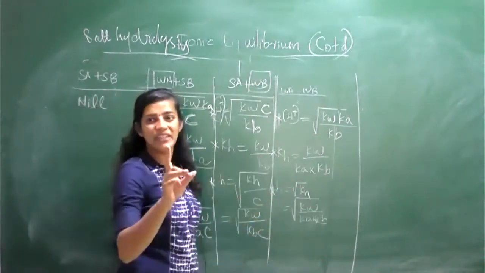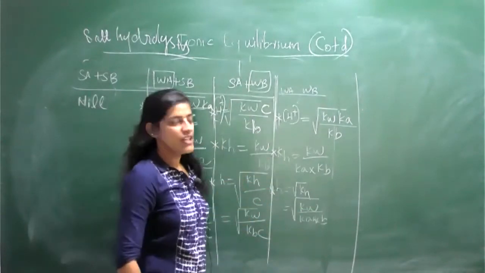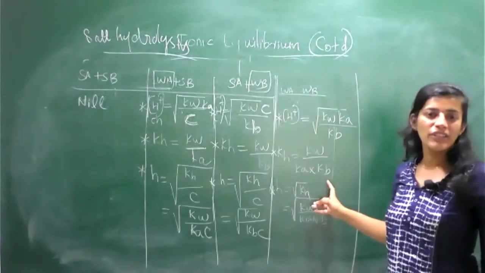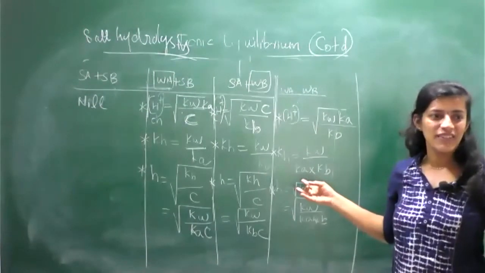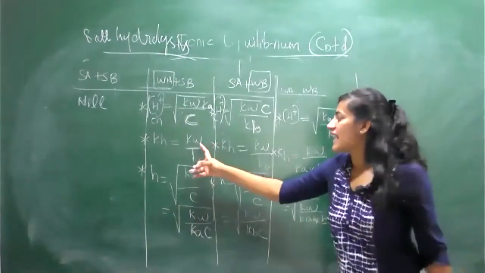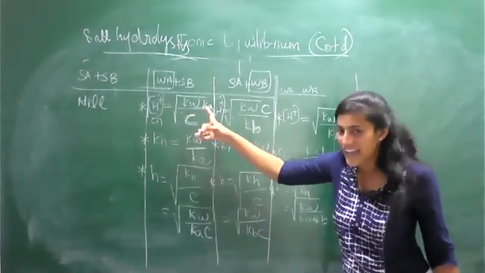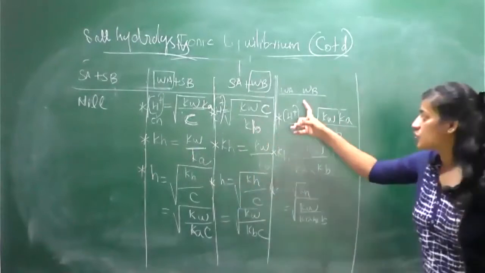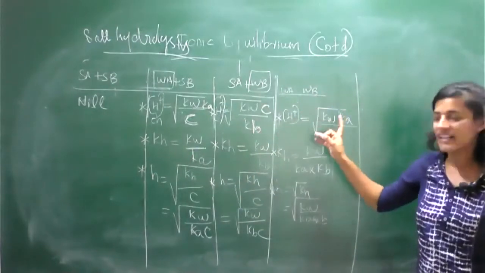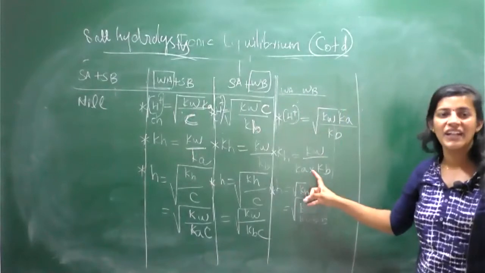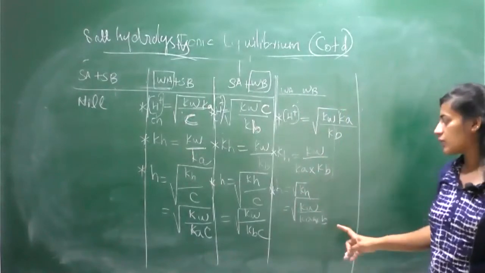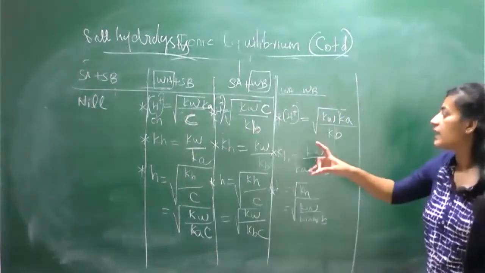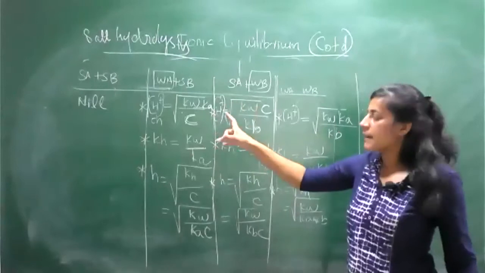Here both are weak, so we can't cancel. We want to consider Ka and Kb both. This is the clue. Are you getting my point? So here Kw by Ka, why? Because weak acid. Here Kw divided by Kb because weak base. Here both are weak. So Kw divided by Ka into Kb. This is a general clue. So if you get Kh, you will get the h respectively. This much only you can keep in your mind.